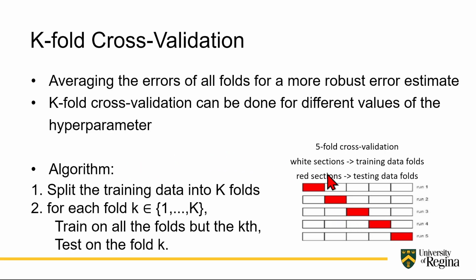So the algorithm is quite simple. We split the training data into k folds, and for each of those folds, we train on all the folds but fold k, and we test on fold k. So we do that, and then we get the average of all the cases. So here is an example of that.